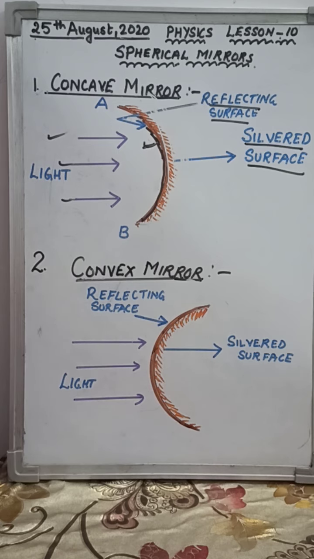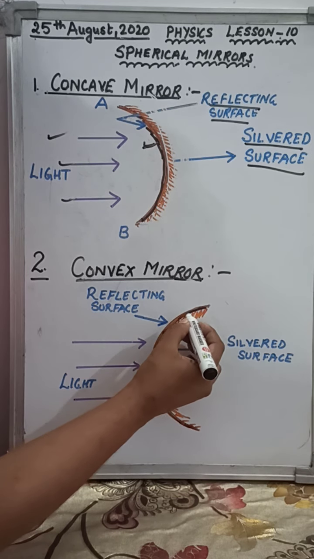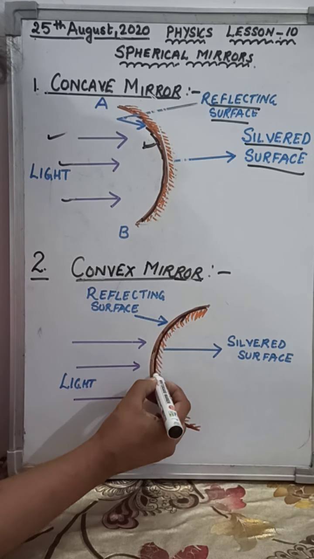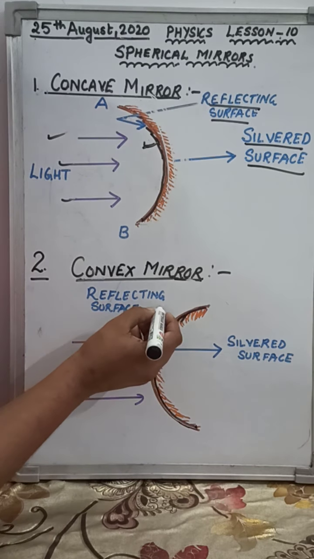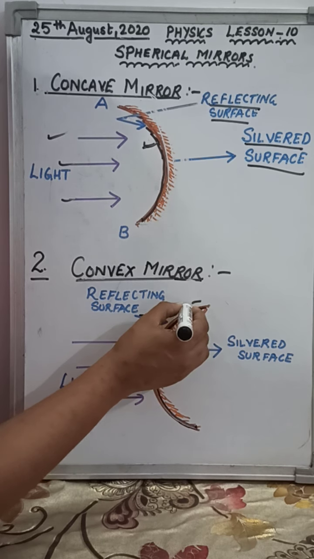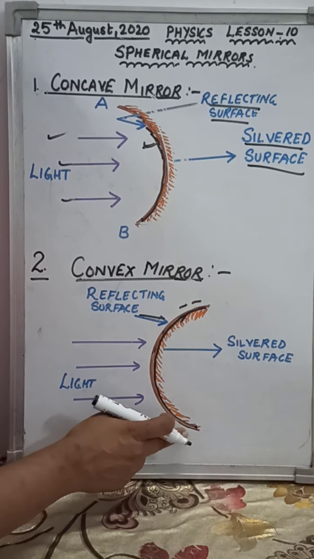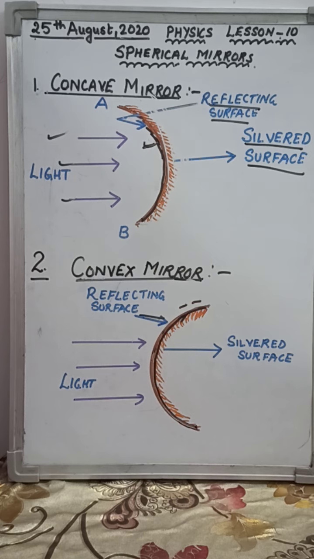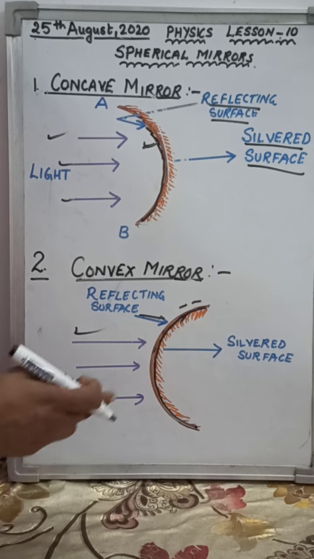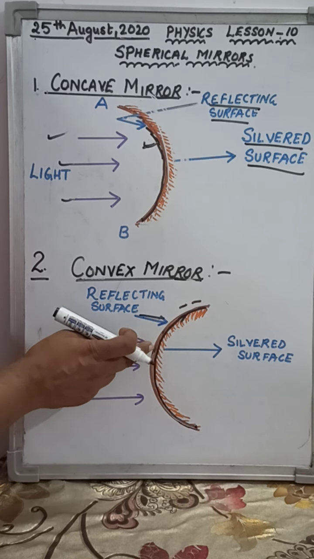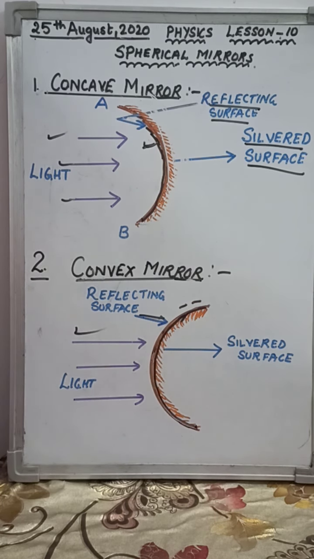Now the second one is your convex mirror. Clear? This is your convex mirror. This convex mirror is made by silvering the hollow surface. Hollow means inner surface. Clear? And the reflection will take place from this outer surface. This is your outer surface or bulging surface of the convex mirror. The light will fall on the outer surface, the bulging surface, and the reflection will take place from this surface. Clear?